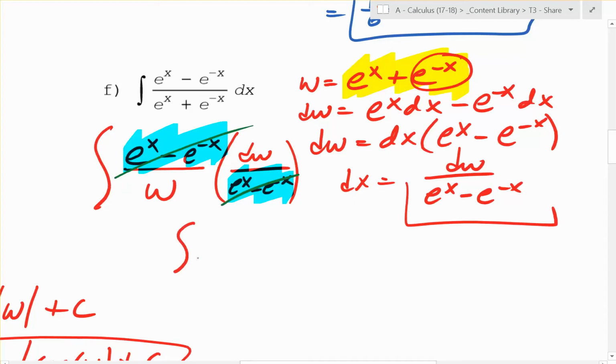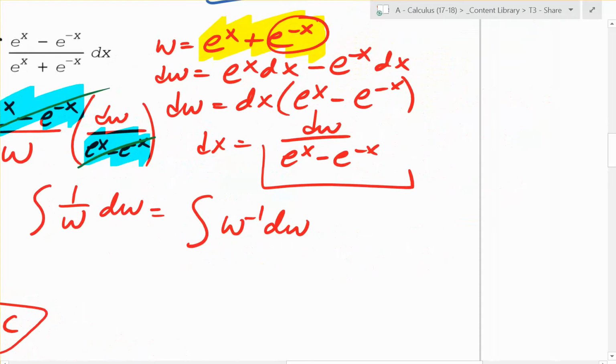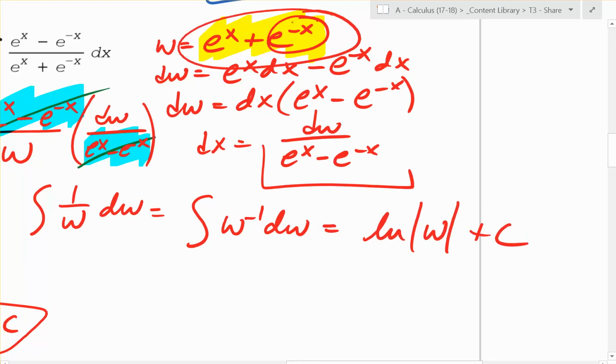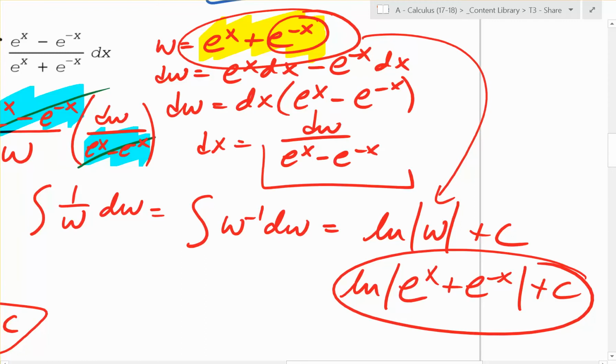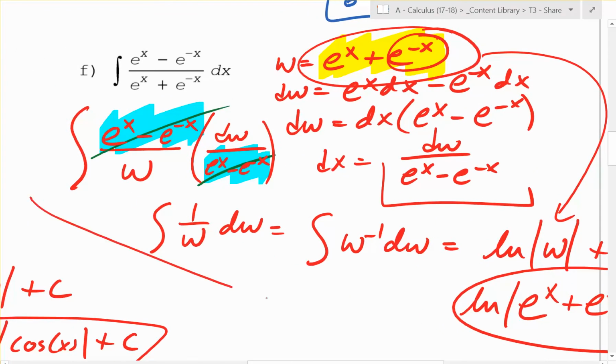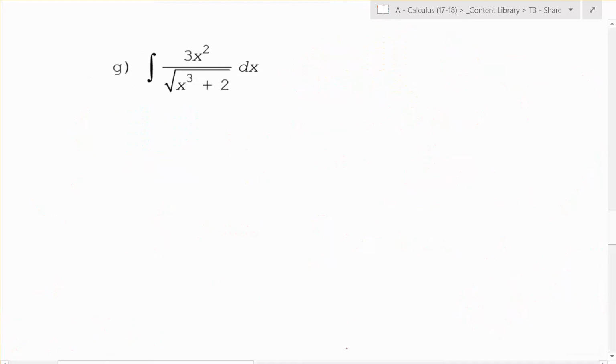And you're left with the integral of 1 over w dw, which is the integral of w to the negative 1 dw. And you know that the integral of w to the negative 1 is ln of the absolute value of w. And w is this. So you plug it in, and you end up with ln of the absolute value of e to the x plus e to the negative x plus c. So sometimes it takes a couple tries. We were really close before, but that helped us see that you just do the denominator instead of the numerator.